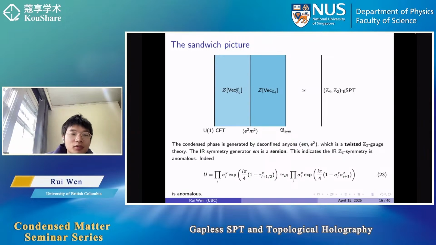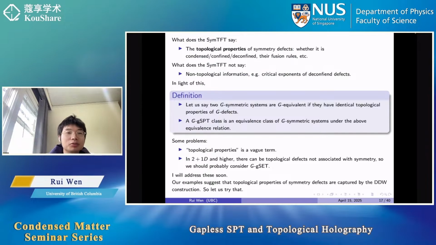Okay, so let's summarize what we just discussed. What does the SymTFT say? It determines the topological properties of symmetry defects, like whether they are condensed, confined or deconfined, and their fusion rules, etc. But what does the SymTFT not say? I think this is very important because there has been a lot of discussion on this. In my view, it does not determine any non-topological information, like critical exponents of deconfined defects. It tells you what is deconfined, but what are the critical exponents? You don't know.